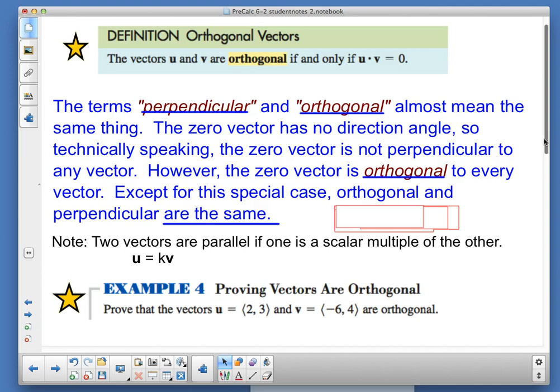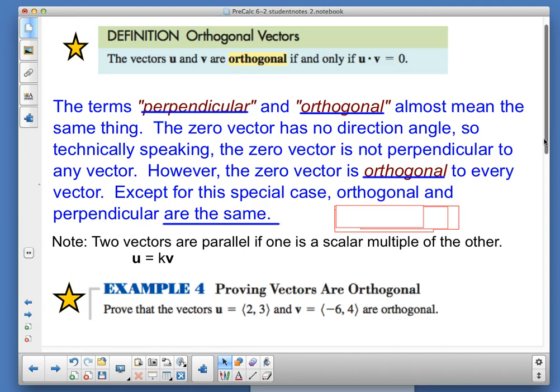The 0 vector has no direction angle, because it doesn't know where it's going. If you want to think about that, it's got 0 direction. So technically speaking, the 0 vector is not perpendicular to any vector. However, the 0 vector is orthogonal to every vector.